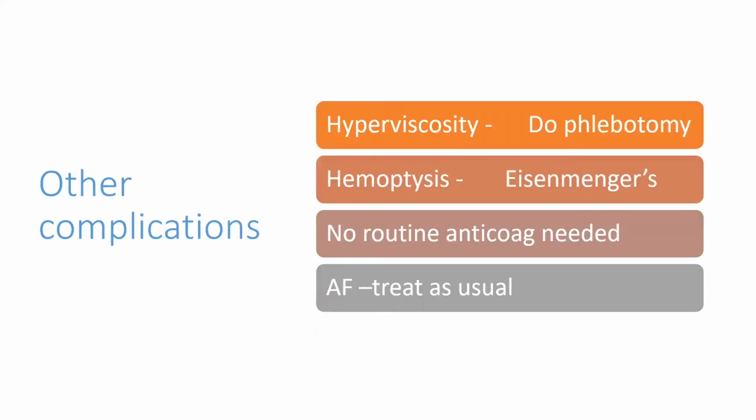The other complications are, like we said, if you have so much hyperviscosity, you probably have to do a phlebotomy. If there is a hemoptysis in Eisenmenger's, treat like any other Eisenmenger's. No routine anticoagulation is needed in all these people. But if you get an AF, then you treat it as usual. This is not about tetralogy of Fallot. Tetralogy of Fallot doesn't have AF, but I'm generally talking about other congenital heart diseases.